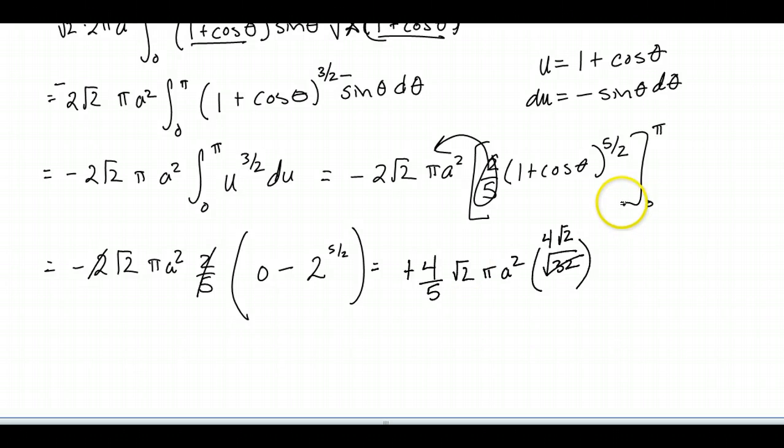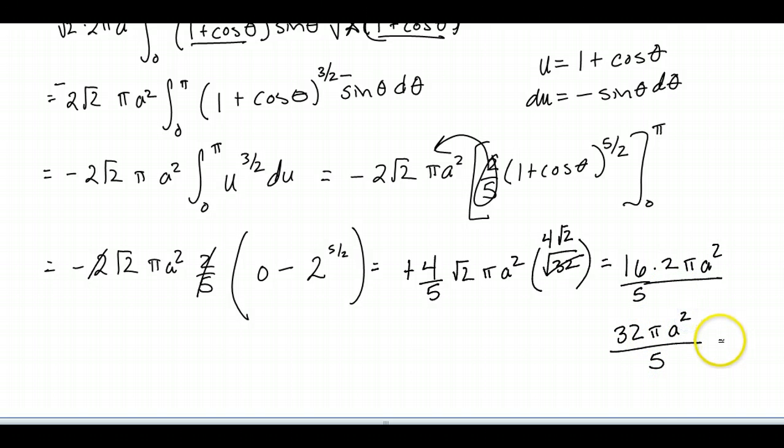And these things are all multiplied together. So if I have 4 times 4 is 16, keep the fifths. Square root of 2 times square root of 2 is 2. Pi a squared, that's 32 fifths. 16 times 2 is 32 fifths. Pi a squared, area of surface of revolution, units squared.